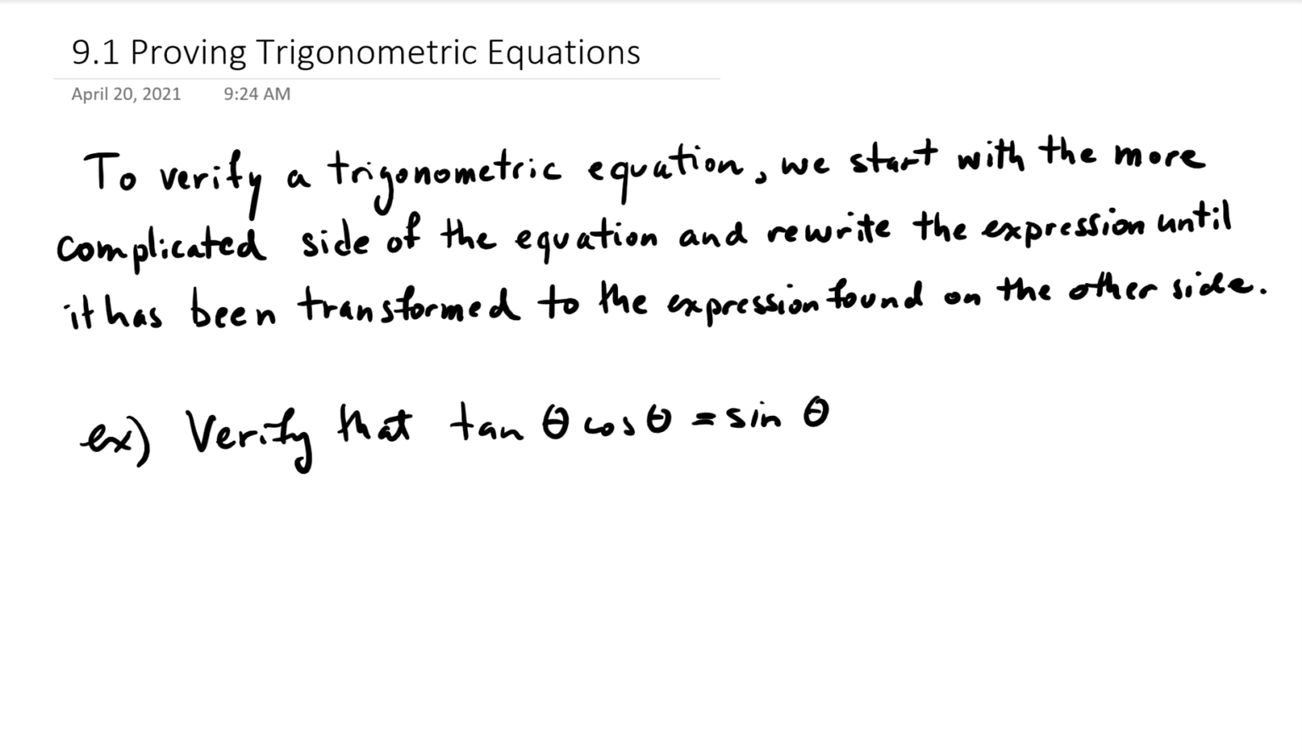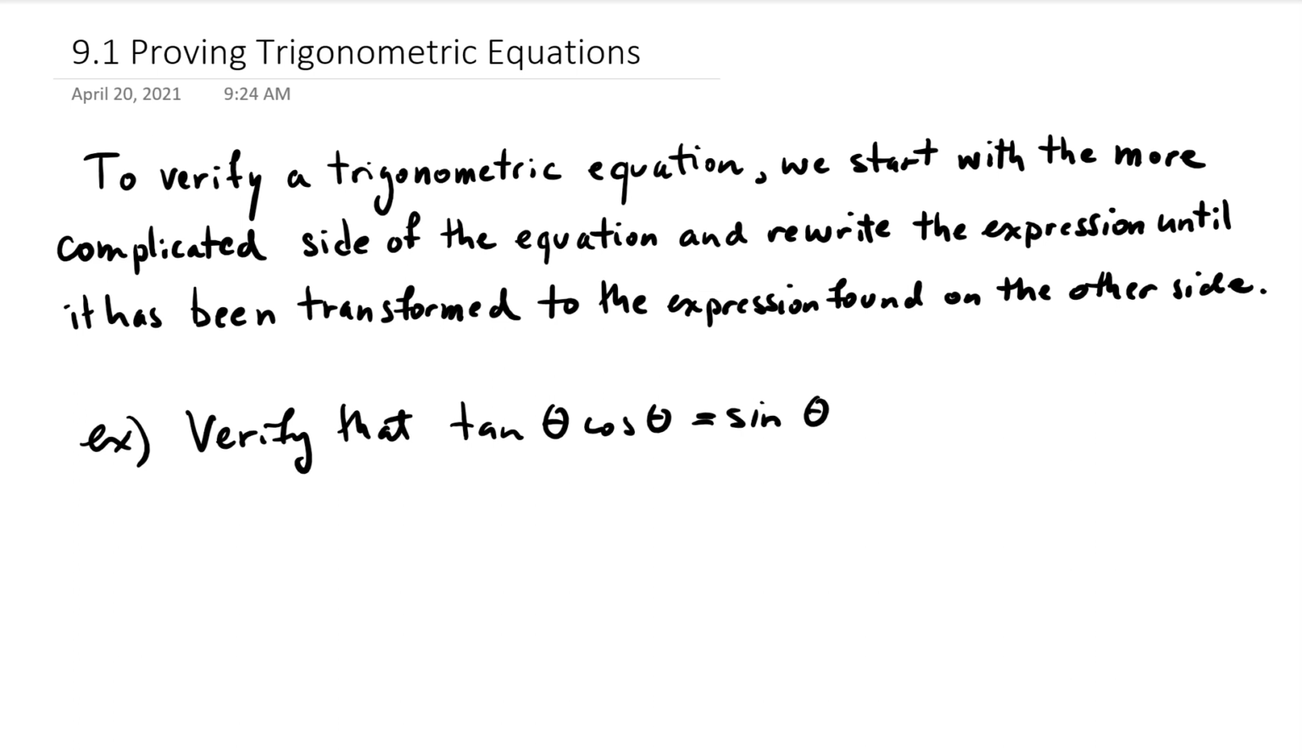So to verify a trigonometric equation, we start with the more complicated side of the equation. So in our case, clearly the more complicated side would be the left-hand side. And rewrite the expression until it has been transformed to the expression found on the other side, which in this case is sine. So our goal here is to start with the most complex side and transform it so that we can obtain sine of theta in the end. Okay, show that it's equal to sine of theta.